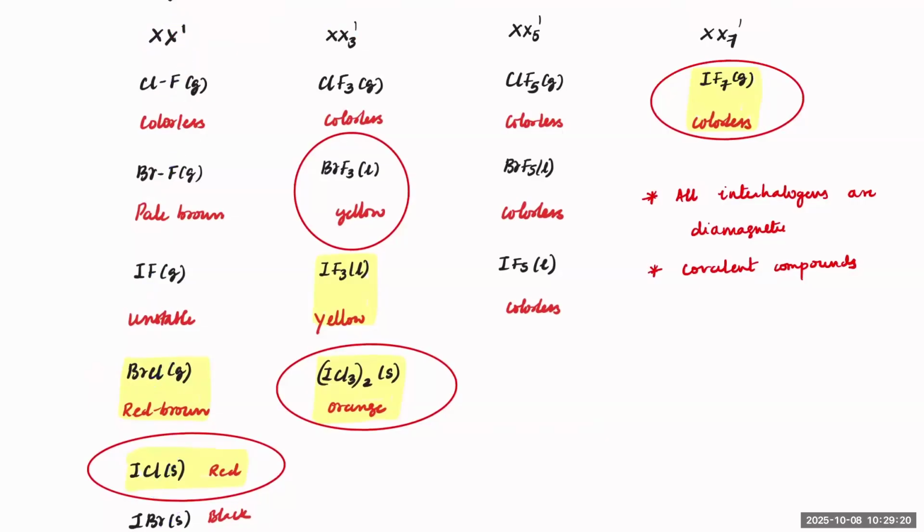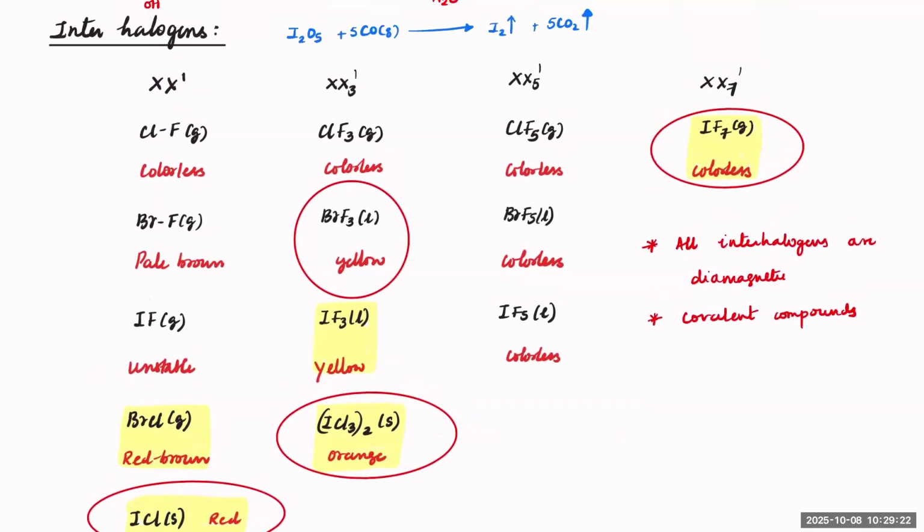And XX3': ClF3, BrF3, IF3, and ICl3. ICl3 will become like a dimer. ClF5, BrF5, IF5. IF7 only one exists. That is, iodine is the only one which can make XX7. And all interhalogens are diamagnetic in nature. They are covalent compounds only.